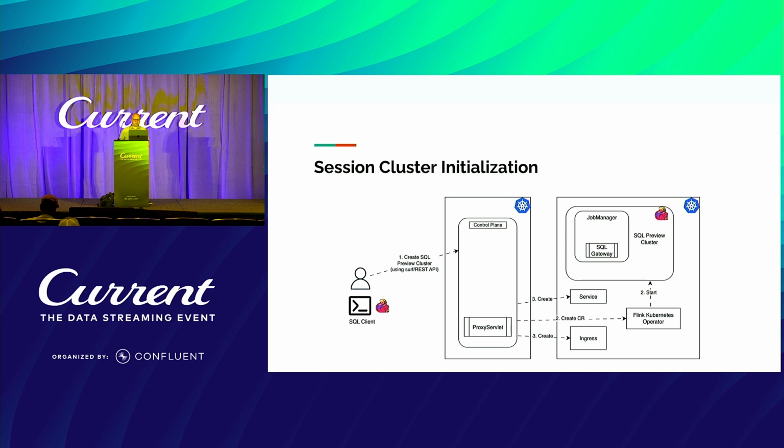Then the control plane takes care of provisioning the connectivity layer by setting up the corresponding service and ingress components. We don't expose the ingress globally, but instead generate a control plane endpoint and relay requests using the proxy servlet. This allows us to apply OSN or OSZ on the control plane side. So before the job or the session cluster is even created, we can apply the same authentication or authorization on the control plane.